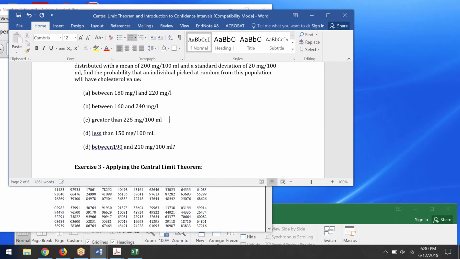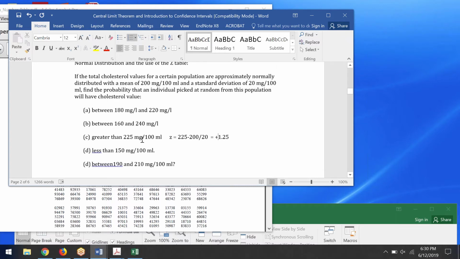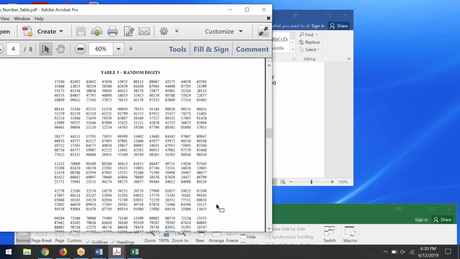So z is going to be equal to x, 225, minus the mean, which is 200, over the standard deviation, which was 20. That's 25 over 20, which is equal to 1.25. So that's a positive 1.25 because it's to the right of the mean. The question was, what's the probability that you would randomly select someone with cholesterol over 225? Well, let's go to our Z table to look for that value.